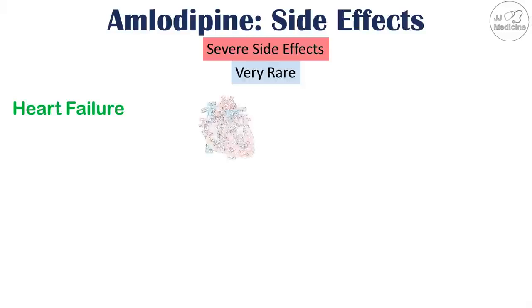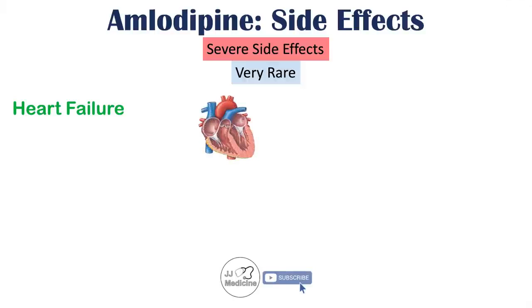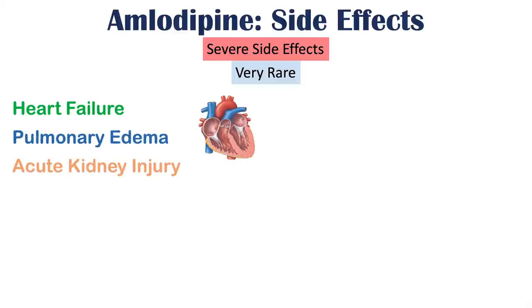One of them is heart failure. So heart failure can be a very severe and very, very rare side effect of amlodipine use. Pulmonary edema can also be a very severe and very rare side effect as well. We can also see acute kidney injury being a very severe and rare side effect.